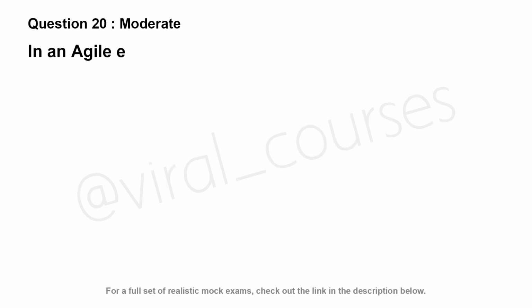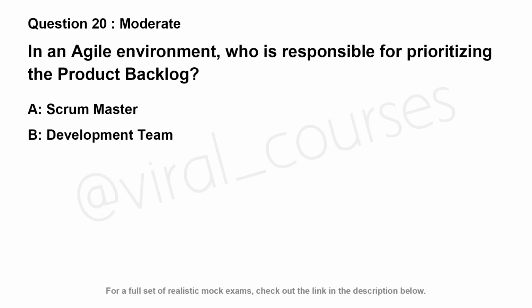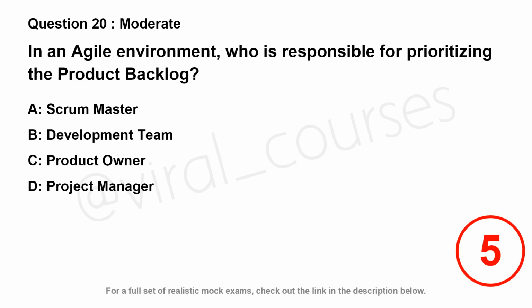In an Agile environment, who is responsible for prioritizing the product backlog? Option A. Scrum Master. Option B. Development Team. Option C. Product Owner. Option D. Project Manager.